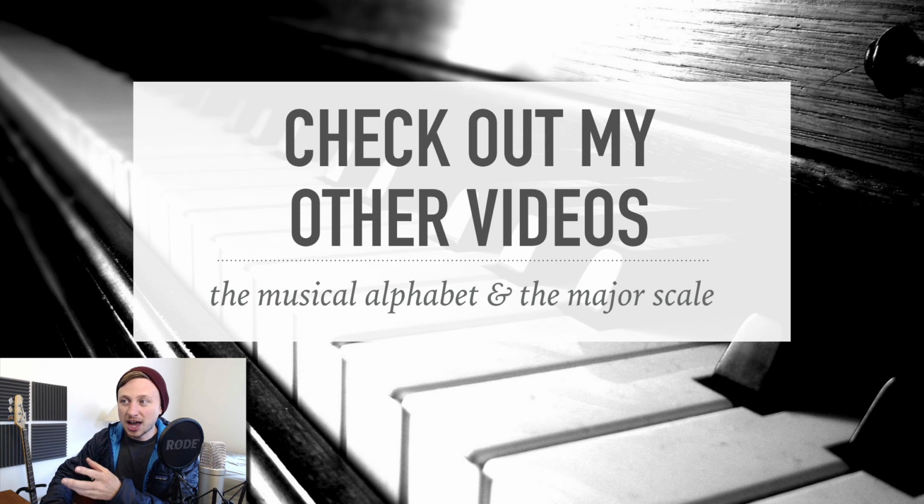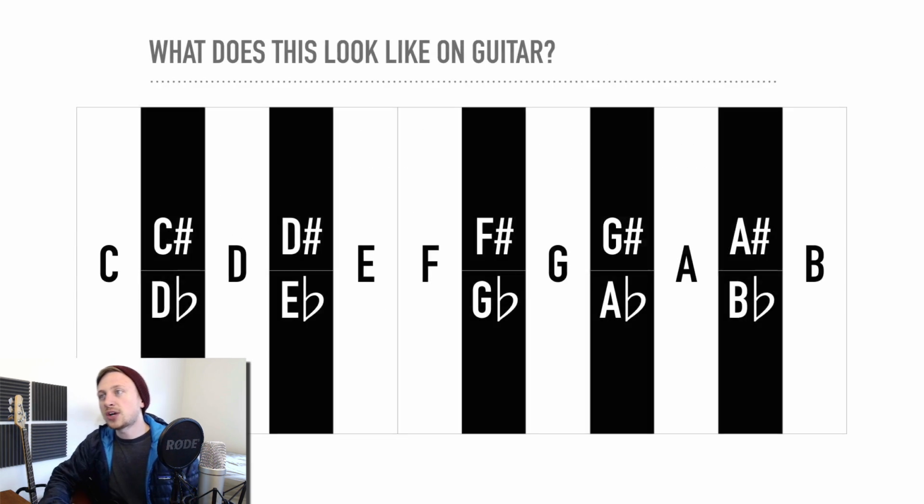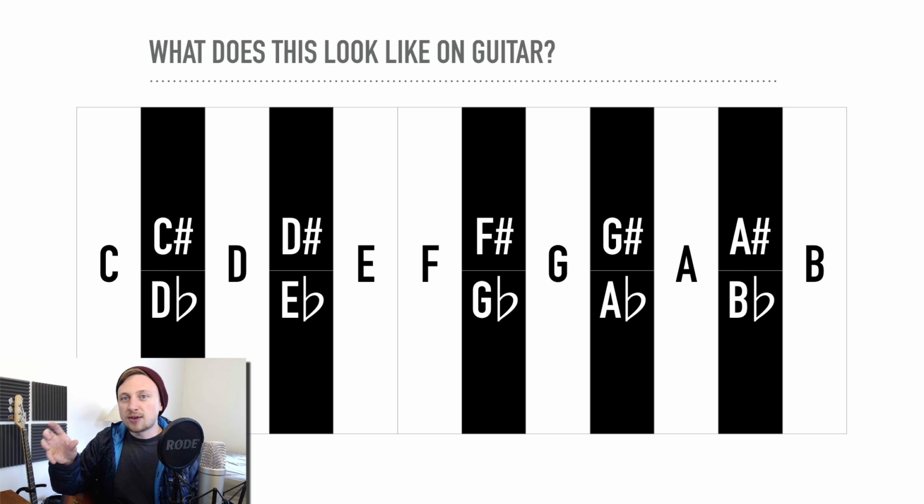Speaking of, go check out my video on the musical alphabet if you haven't watched that already, and then maybe watch the one on the major scale as well. Those will help you understand what's going on in this video. Okay, so this is the graph from that first video, from the musical alphabet. This is how it's laid out on a piano. And on a piano, it's very straightforward. And like I said before, this is why we teach theory from a piano.